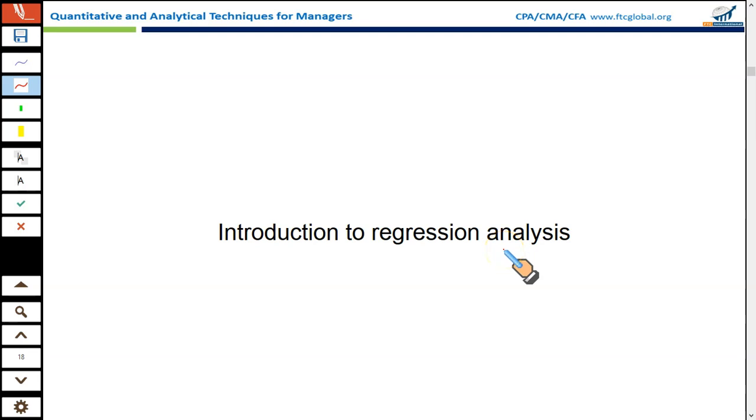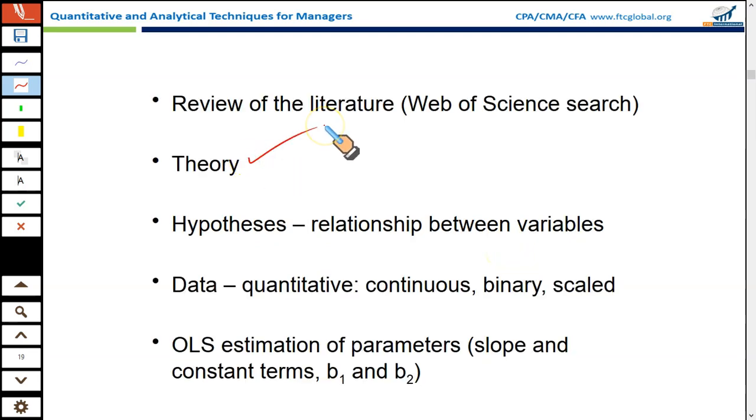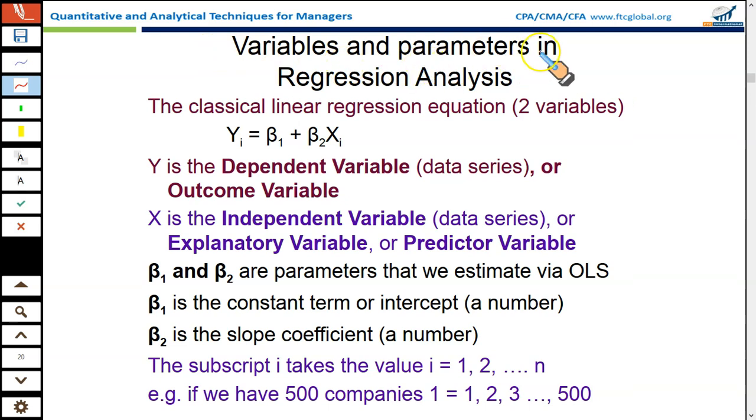Introduction to regression analysis. Our underlying principle that is guiding our research is the hypothesis, a testable prediction about the relationship between variables, and those variables can be quantitative, continuous, binary, and scaled. And finally, the OLS estimation of parameters. Variables and parameters in regression analysis. The classical linear regression equation, two variables involving y and x, where y is the dependent variable, also called the outcome variable. It is the variable we aim to predict or explain, right?